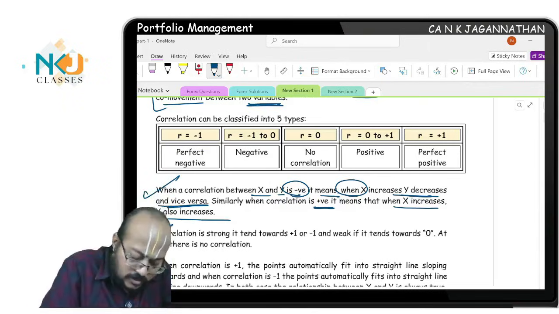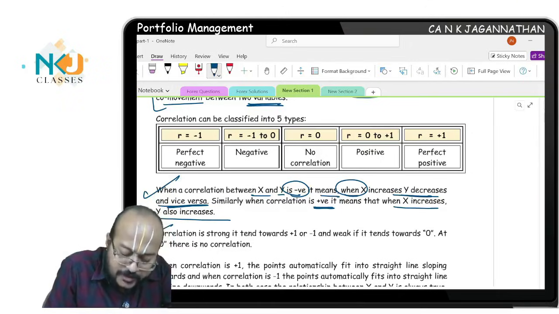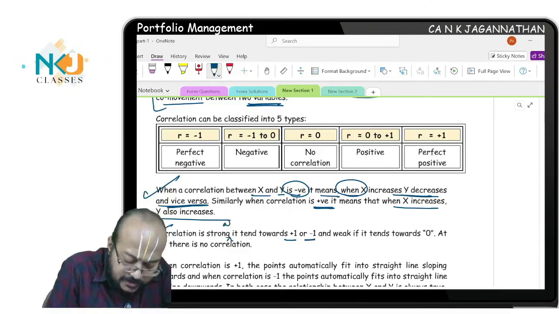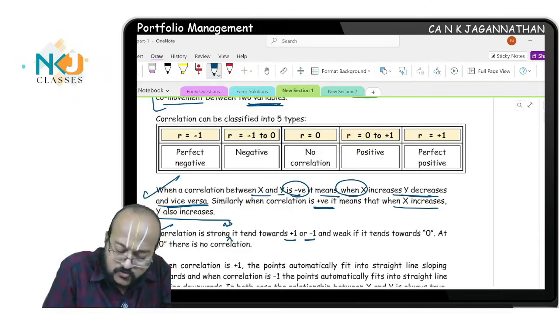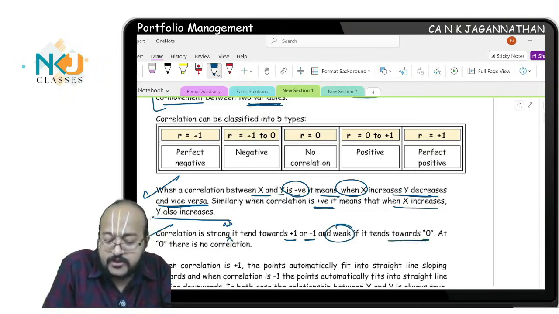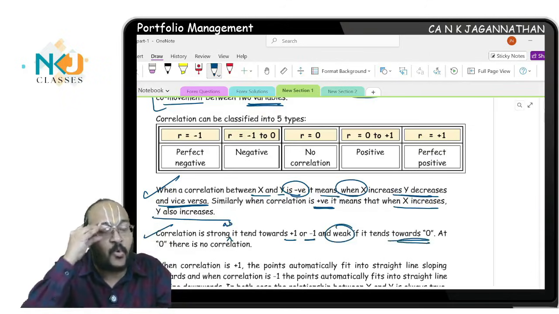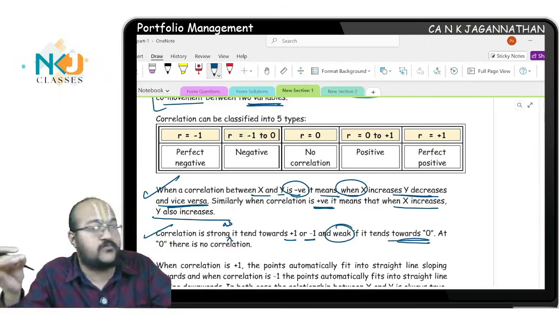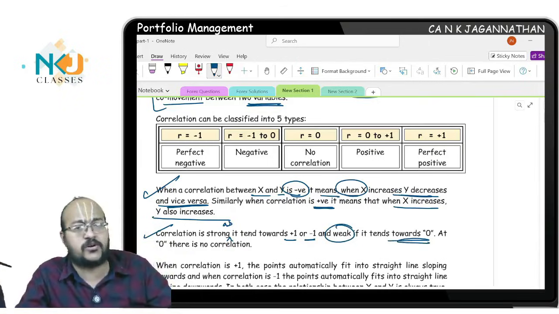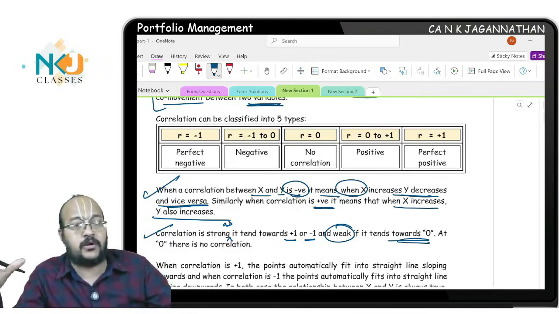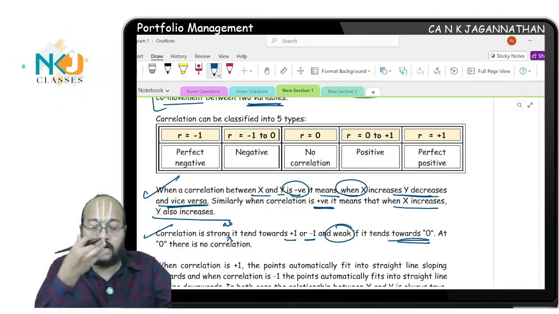I told you, correlation is strong if it tends toward +1 or -1, and weak if it tends toward 0. Which means, you tell me, children, 0.8 correlation is weak or strong? Strong correlation. Whether it is negative or positive is a different story. 0.8 is a strong correlation, 0.2 is a weak correlation. Are you all understanding?